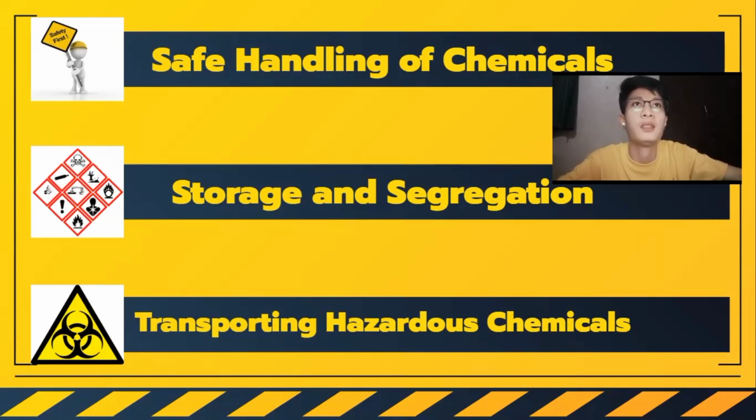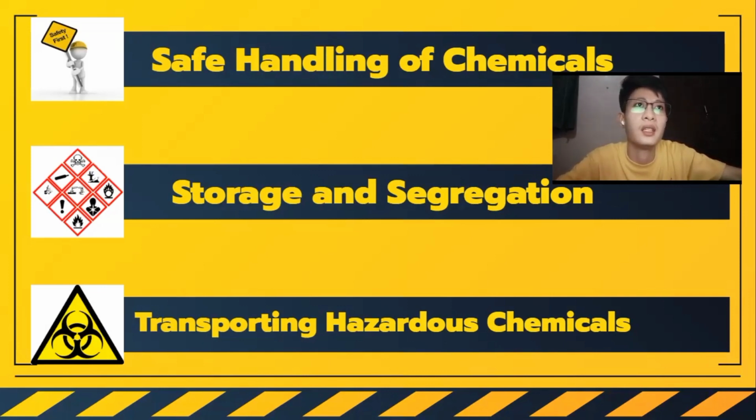Transporting hazardous chemicals requires proper planning, equipment, and training to ensure the safe and secure transportation of these materials. Examples of hazardous chemicals that may require special transportation precautions include explosives, flammable gases and liquids, corrosive substances, and toxic materials.